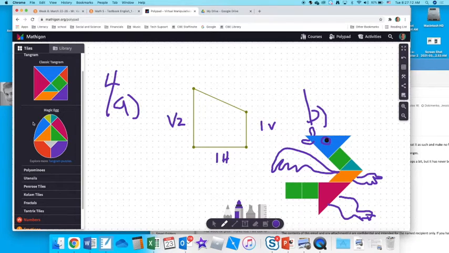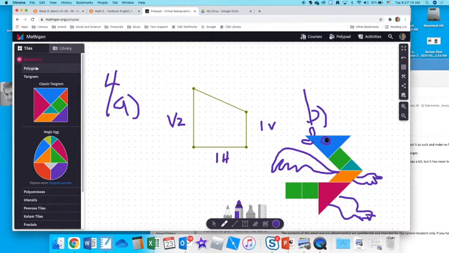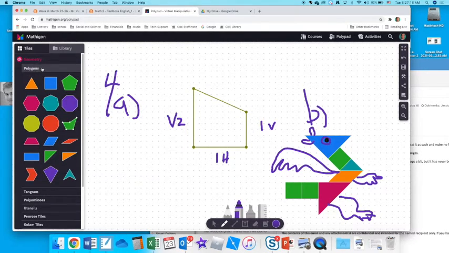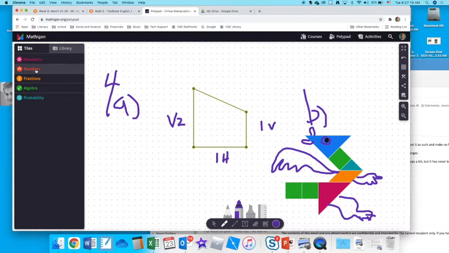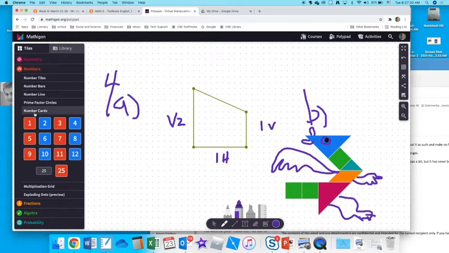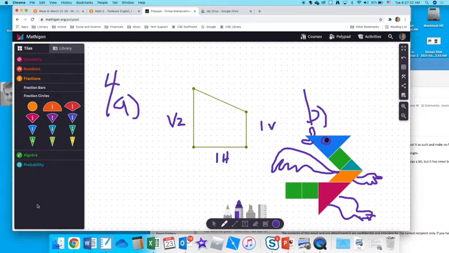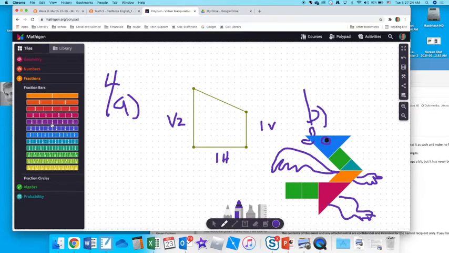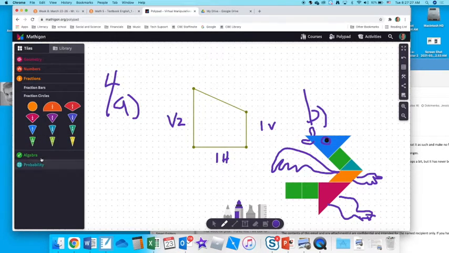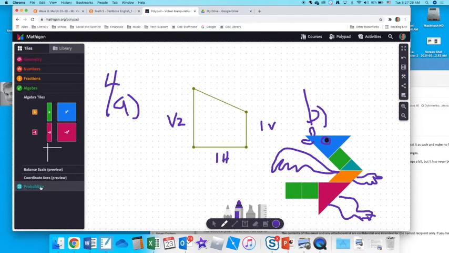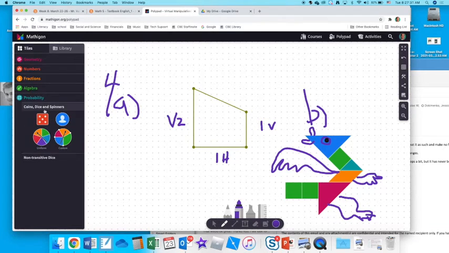Okay, anyway, if you're on tangrams and you want to get back to polygons, you can. Geometry, that's where we're working. There's also numbers. You can play around with that. They do fractions, so fraction bars, fraction circles. We may eventually use those. Algebra we're not working with, but there are also some things like this that you can use. Anyways, enjoy doing your shapes this week.